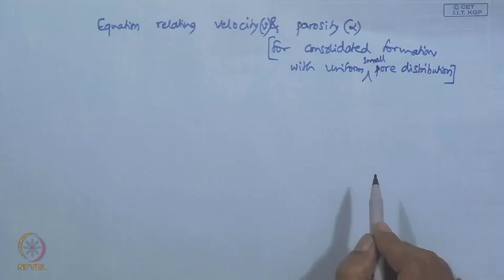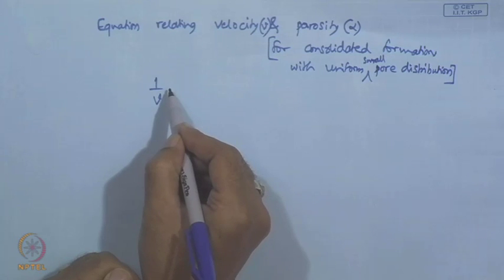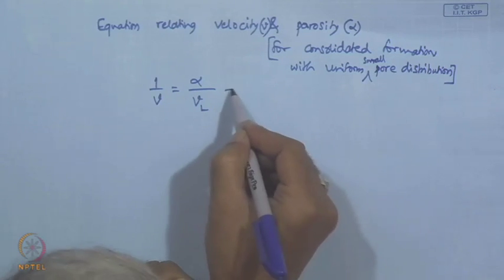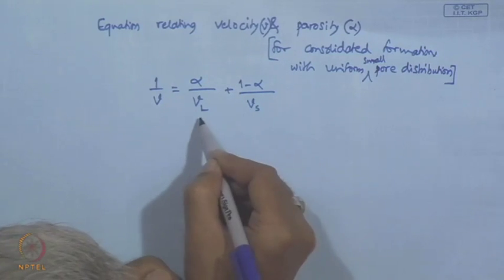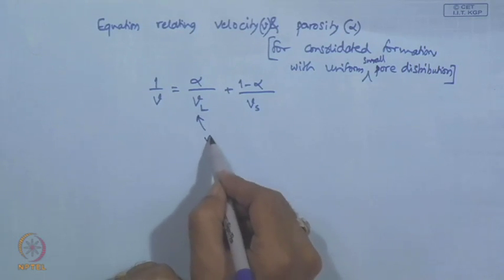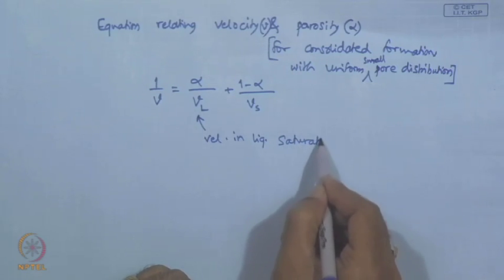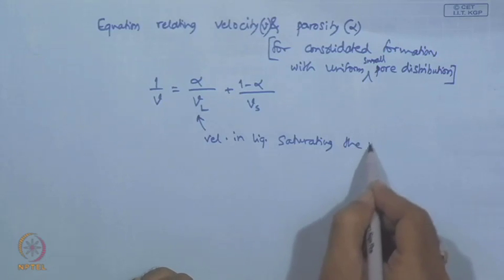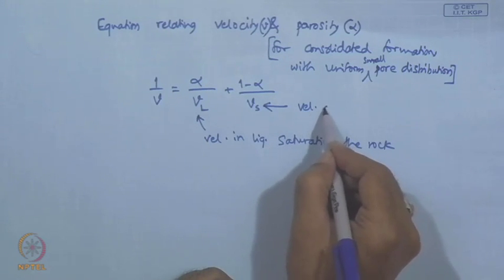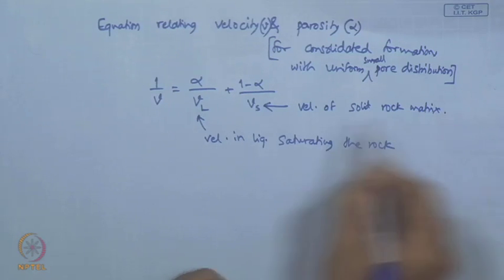So, in this case there is an equation which relates the velocity with porosity, that is 1 by V is given by alpha divided by V L plus 1 minus alpha divided by V S. So, this V L is the velocity in liquid saturating the rock, and this V S is the velocity of solid rock matrix. So, this is the relationship.